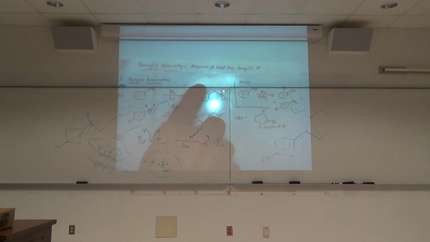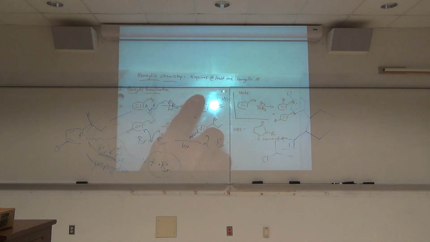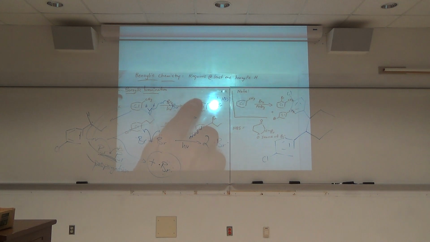Sometimes light can be bad. For example, what if you want the bromine to brominate the ring? Is that a radical reaction or an ionic reaction? Ionic. Maybe you want to do it in the dark so it doesn't form radicals, so it doesn't brominate your benzylic carbon by radical mechanism.